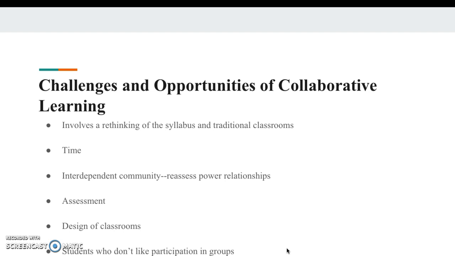Assessment becomes a challenge also, because how do you assess? You have those students, and this is the last point on the slide, who don't like participating in groups because they feel like they have to do all of the work. If they're grade driven or really like to take charge, sometimes this is difficult for them because they want to know how they're going to be graded. They want to do what they have to do to get an A or the score that they really desire, and that can be difficult for students.